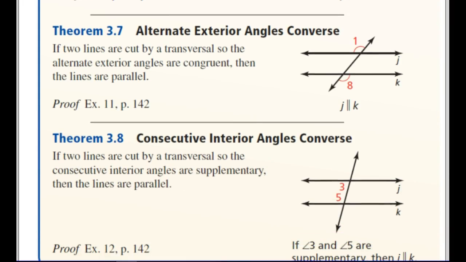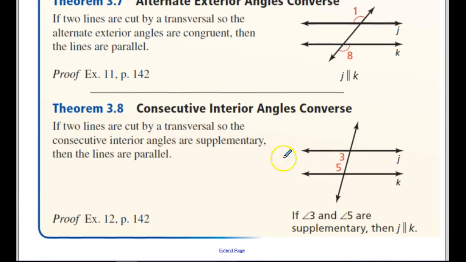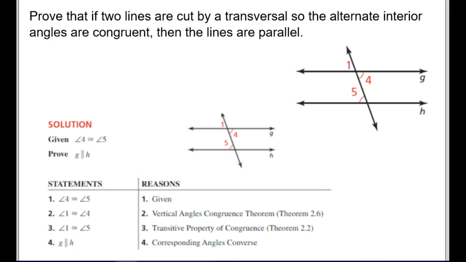So something very similar here with my alternate exterior angles. If I have these 2 lines cut by a transversal and my alternate exterior angles are congruent, then I know for sure that they're parallel lines. So similar is using consecutive interior angles. And remember that when I have parallel lines, and I know that they're parallel, my consecutive interior angles are supplementary. So here with the converse, if I know that my consecutive interior angles are supplementary, then I can prove that these lines are parallel.